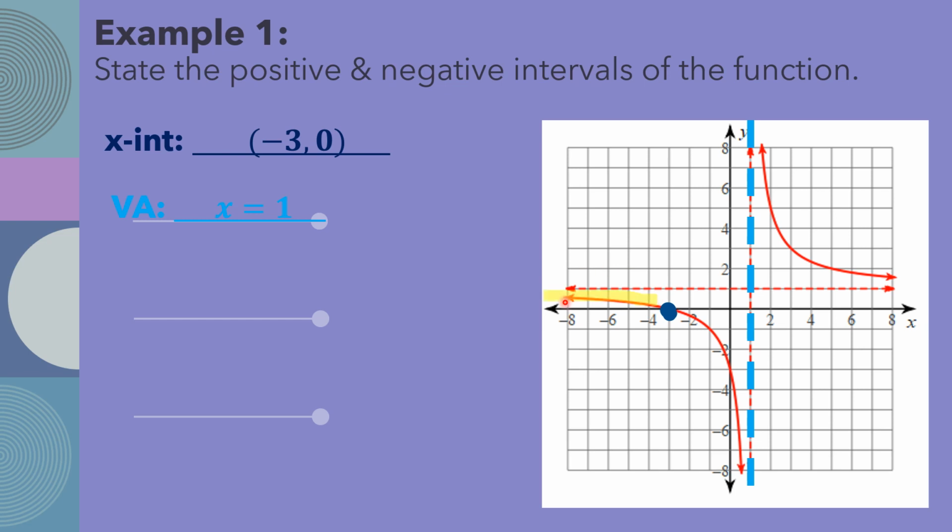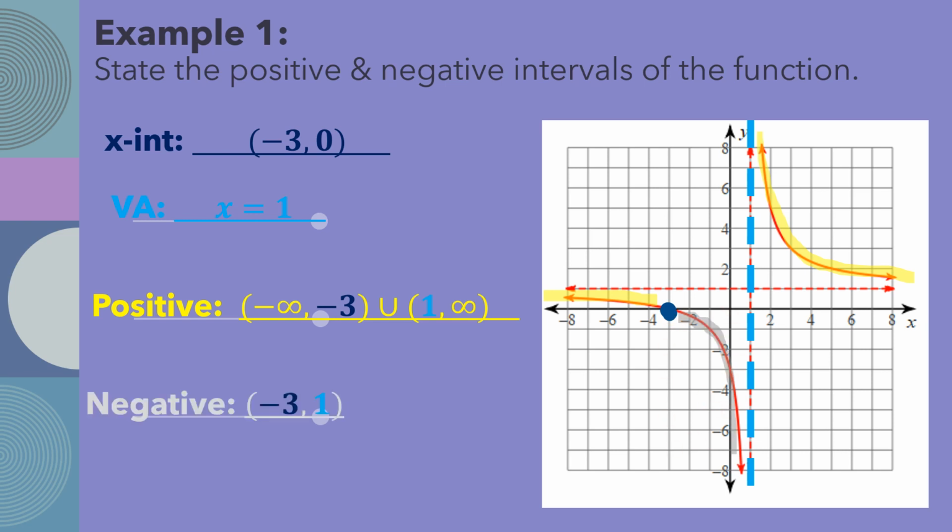Well, that first section from negative infinity to -3 is above the x-axis. And the other part is on the right-hand side of the vertical asymptote, from 1 out to positive infinity. Those 2 sections, negative infinity to -3, union 1 to infinity, are the positive sections of this function. Therefore, between the x-intercept and the vertical asymptote, between -3 and +1, that's where the function is negative and underneath the x-axis. Great job, guys.